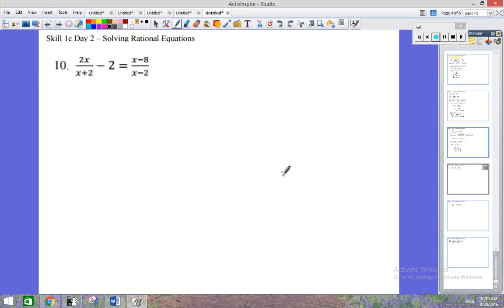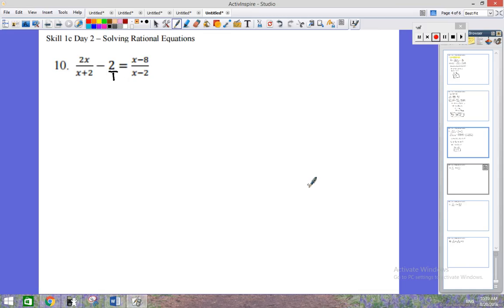Number 10. Now, every once in a while they throw one like this at you that can confuse students because that 2 isn't written as a fraction. You know, how can you identify the denominator? Well, we can take anything and divide it by 1 just like we multiply it by 1. We're not changing the value of 2 if we write it as 2 divided by 1.